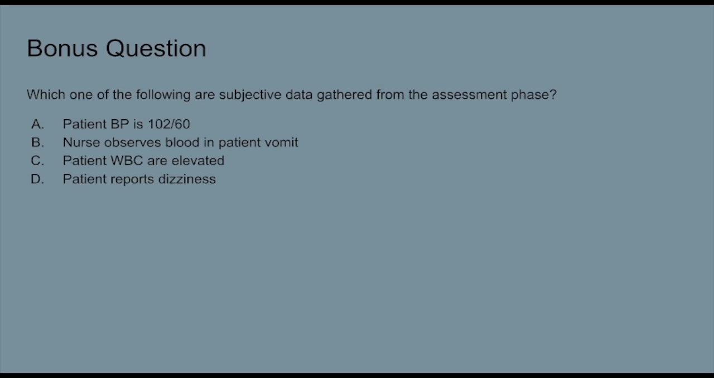Remember guys, in the beginning of the video, subjective versus objective data. The subjective is info the patient tells you, and objective is info from the data. So D obviously says patient reports dizziness. So that's something the patient is telling you.